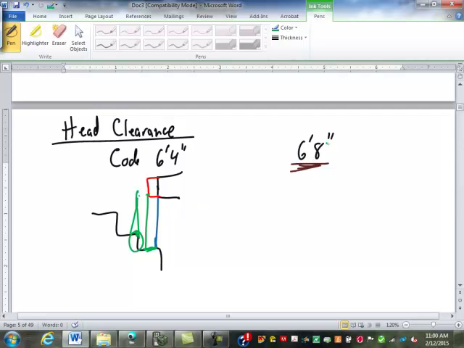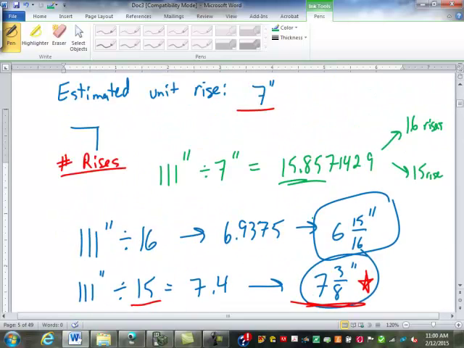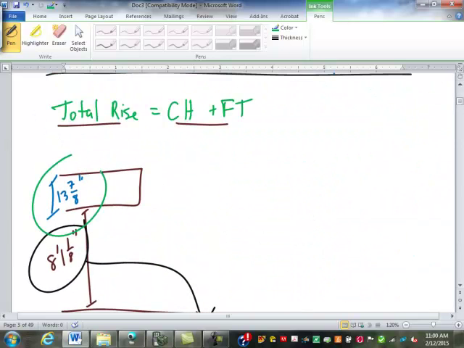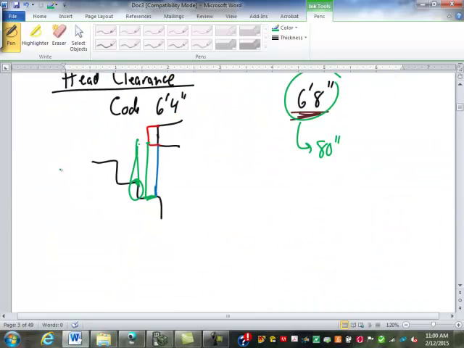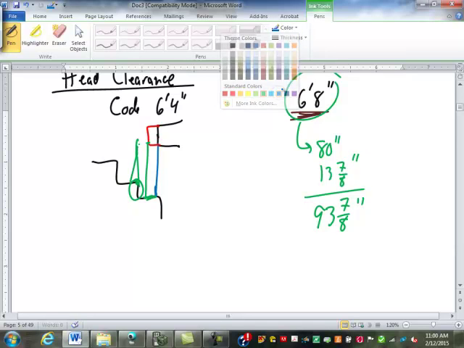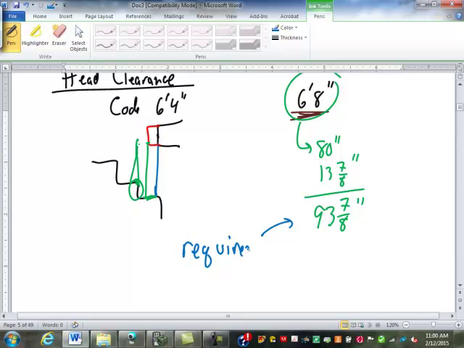So anyway, let's use the 6'8", which of course is 80 inches if you do the conversion. But we also have a floor thickness. Our floor thickness was 13 7/8 inches. That gives us 93 7/8 inches. What we just found here was the required rise, required drop, if you want to look at it that way. From the floor level, we need to drop a total of 93 7/8 inches to have enough head clearance.